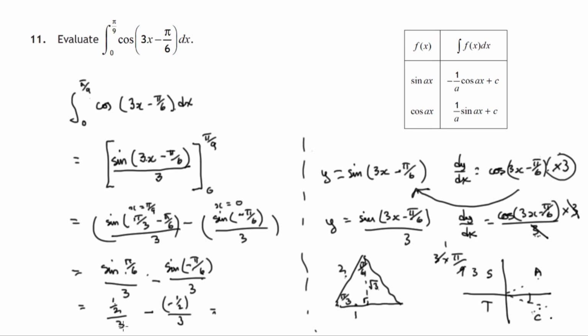So let's double top and bottom. 1 over 6 minus a negative, it's a positive. Again, double top and bottom. 1 over 6. So that's 2/6, which is 1/3. So the value of that integral, 1/3.